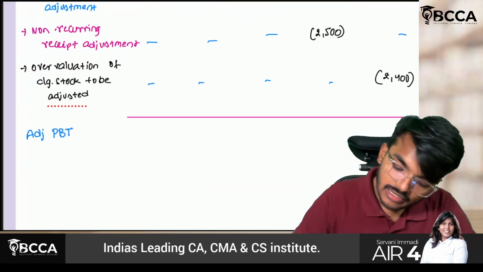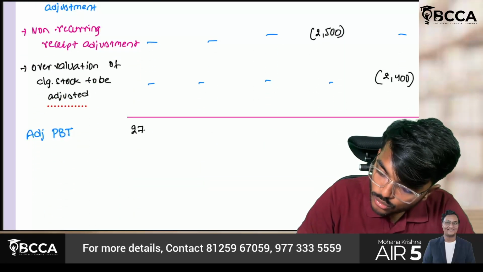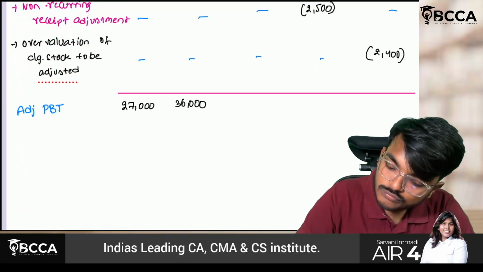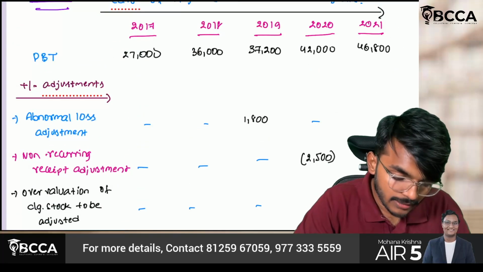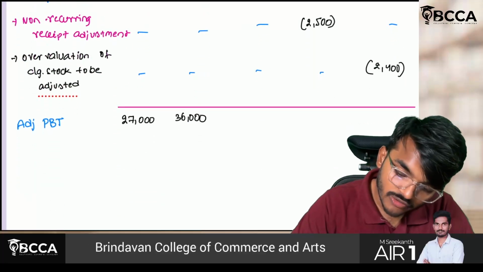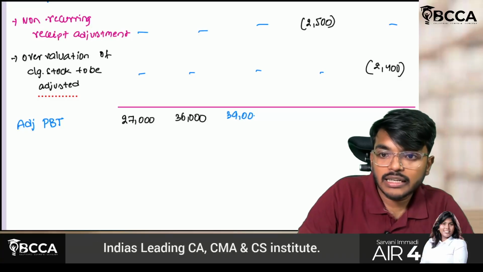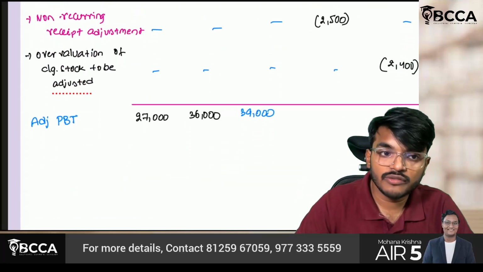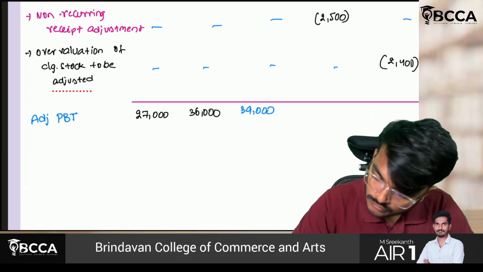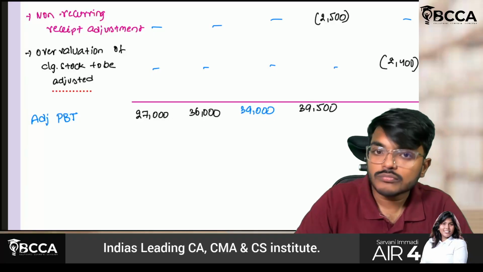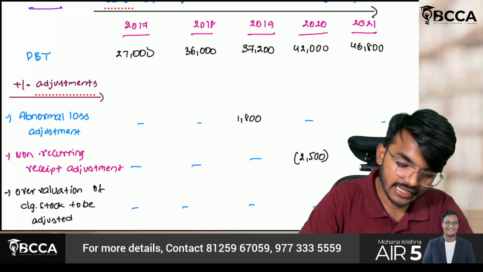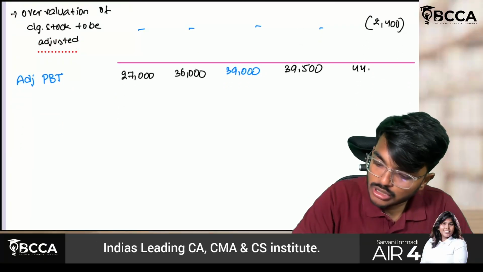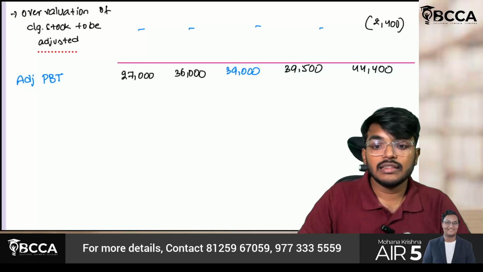If you check, first year's profit will be 27,000 only, no adjustments, nothing. Second year's profit is also 36,000, no adjustments, nothing. Third year's profit 37,200, plus 1,800 if you do, only this adjustment, so 39,000 will be the third year's profit. Fourth year, 42,000 minus 2,500, 39,500. Last year, 46,800 minus 2,400, I will be getting 44,400.